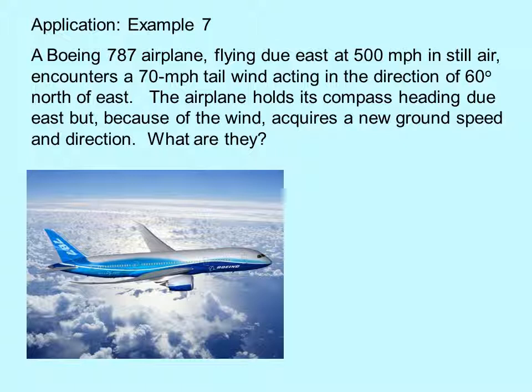Here's an application. A Boeing 787 airplane flying due east at 500 miles per hour in still air encounters a 70 mile per hour tailwind acting in the direction of 60 degrees north of east. The airplane holds its compass heading due east, but because of the wind, acquires a new ground speed and direction. What are they?